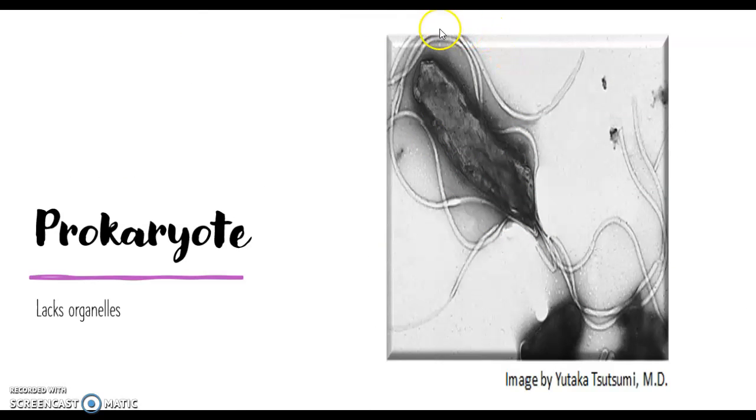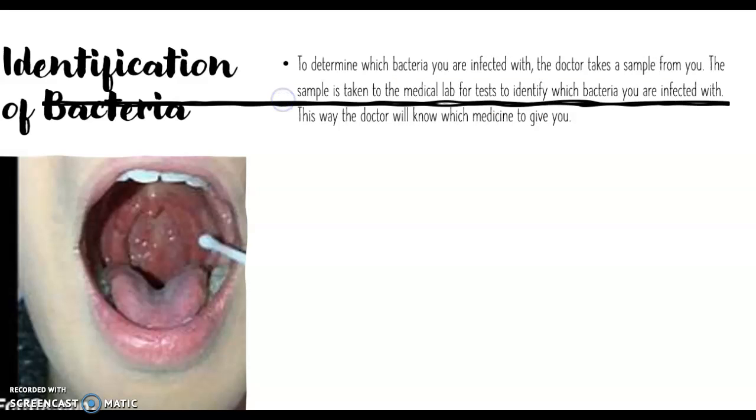And this is a microscopic picture of a prokaryote. It has no organelles inside of it. You can see how smooth looking it is. It does have flagella. Flagella are like a tail that help it swim.